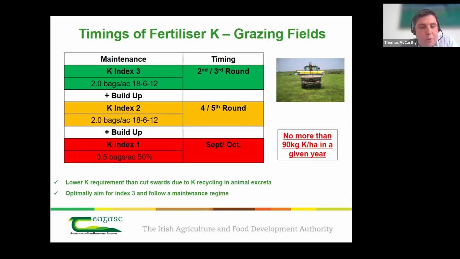So generally there's lower requirements for K on these graze swards. That's largely due to the majority of that potassium being recycled back onto the sward in the urine and dung by the grazing animals. So consequently the requirements are lower.